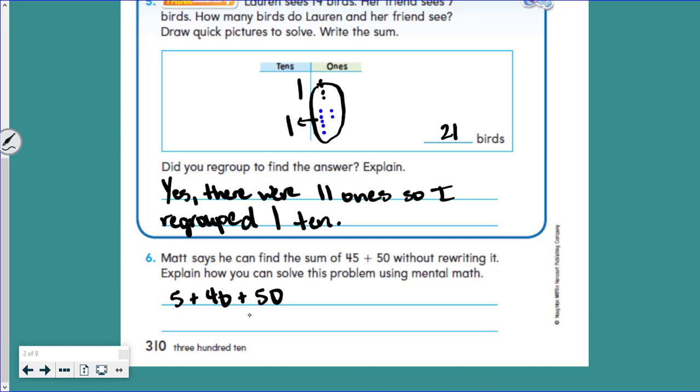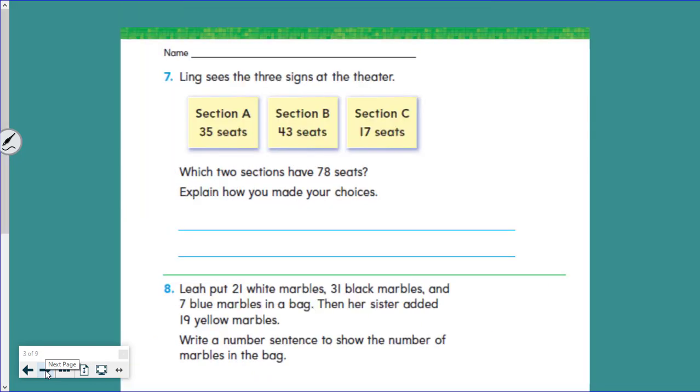And I added this all in my head. So 40 plus 50, right? The same as like 4 plus 5 is 9, because 4 plus 5 is 9, so 40 plus 50 is 90. And then I added this 5 right here, and so I got all of that equaled 95. That's what I thought of in my head. That's how I use mental math to solve that problem. Just breaking the numbers into easier to solve numbers. Okay, let's go to the next page.